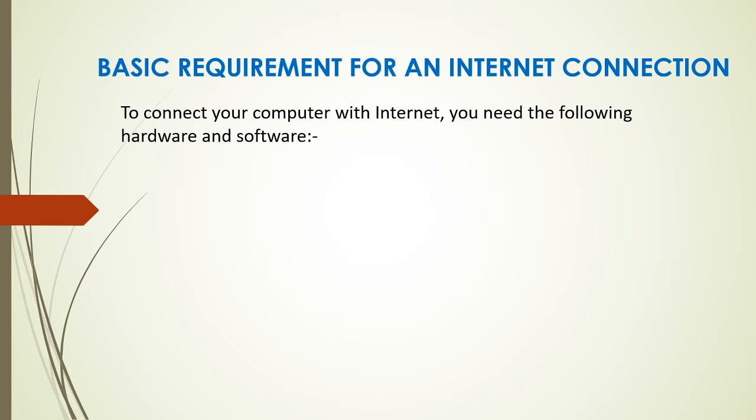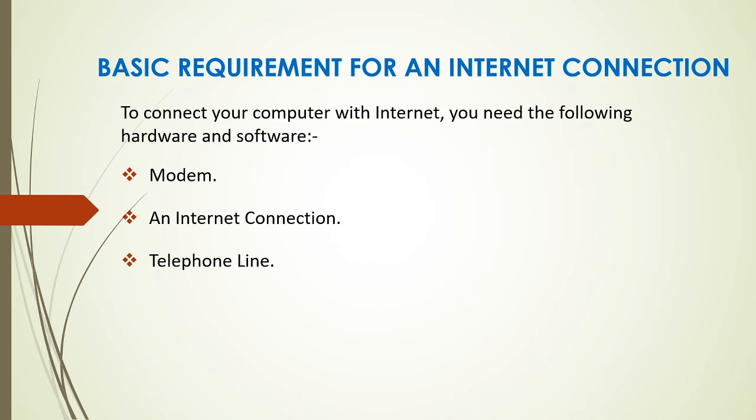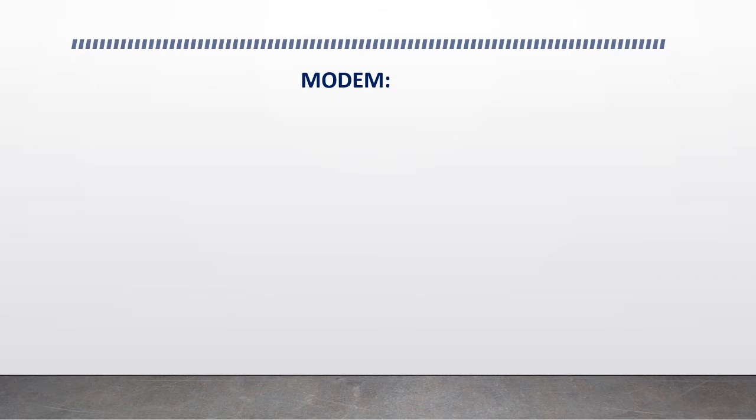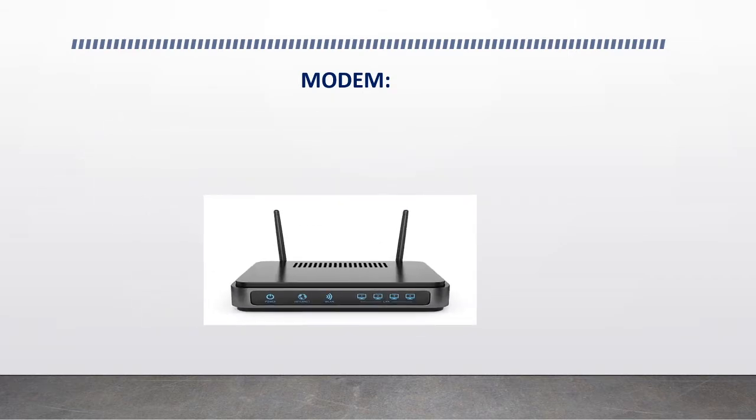Now there are some basic requirements for an internet connection. So let us see what they are. First, we need a modem, an internet connection, a telephone line, and a web browser. Now let us go through all this hardware and software one by one. Now let us start with the modem.